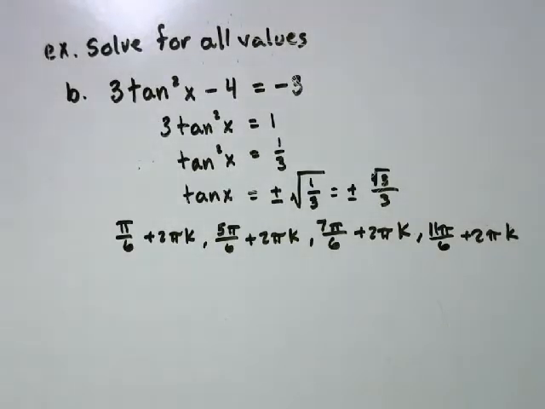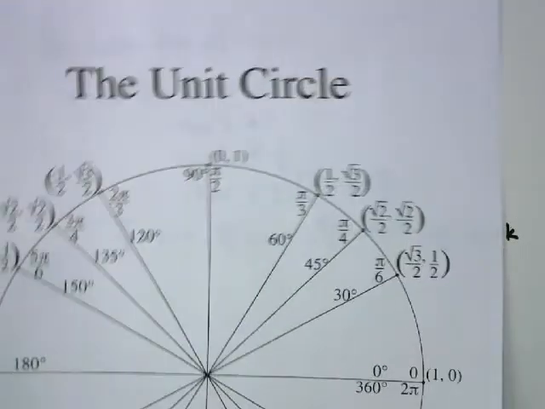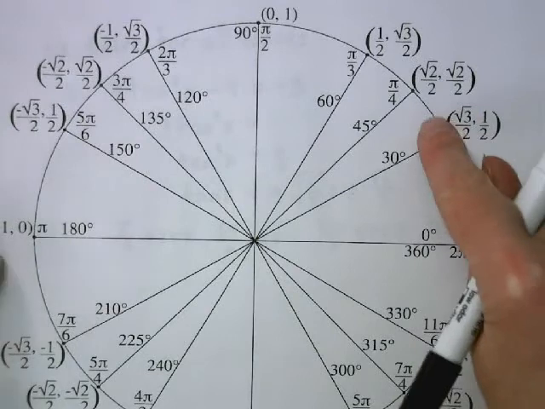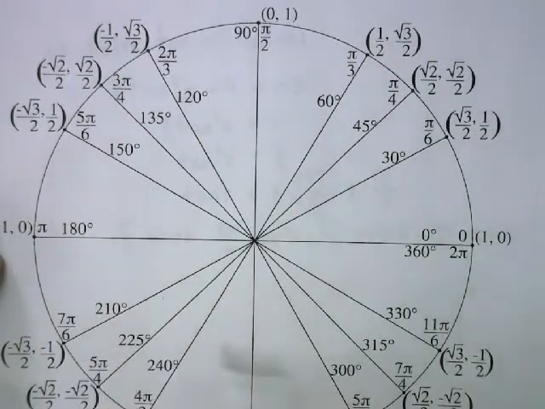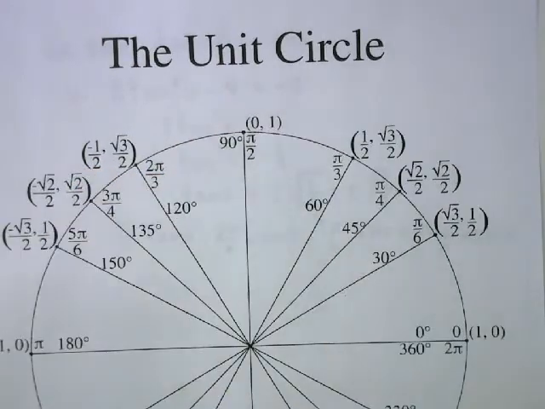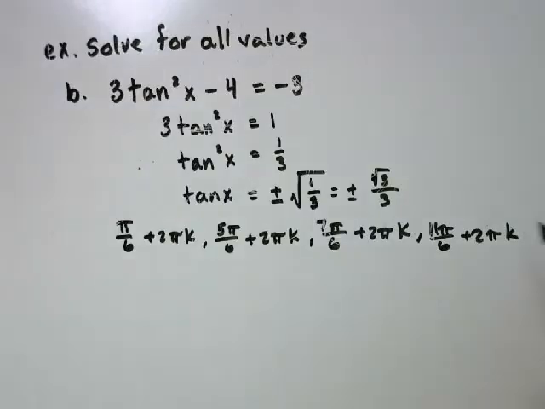Now in this case, you could make it a little bit cleaner because numbers like 5 pi over 6 and 11 pi over 6 are pi apart. So you could say pi over 6 plus pi k and 5 pi over 6 plus pi k, and you wouldn't have to include these, but this is just as acceptable. So these 4 answers plus 2 pi k.